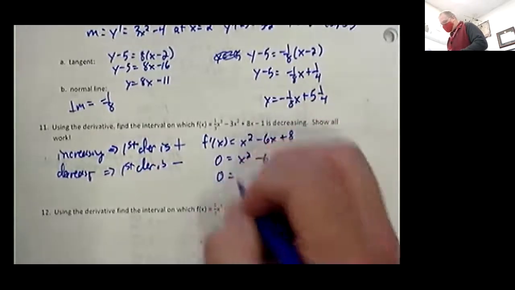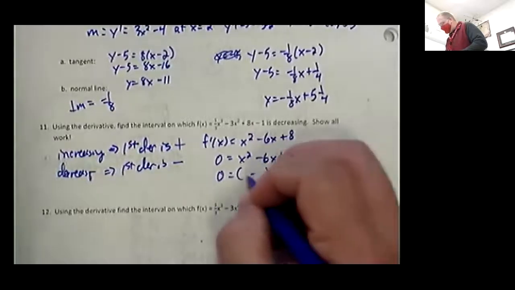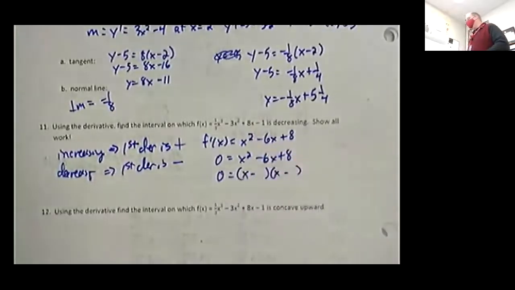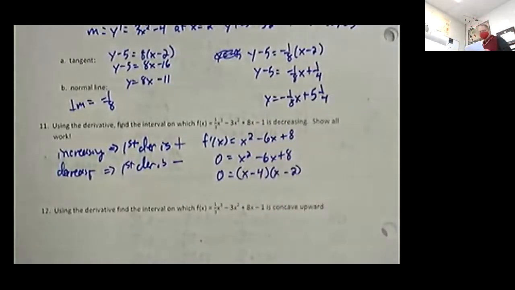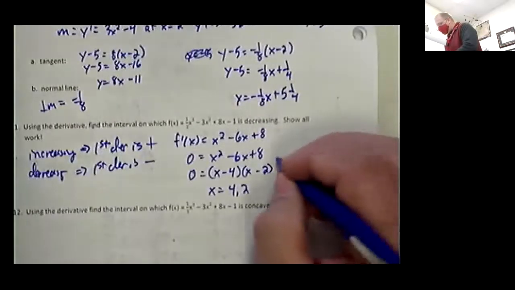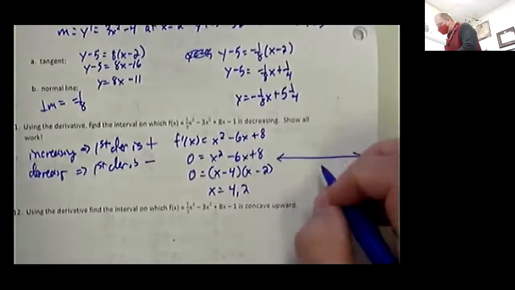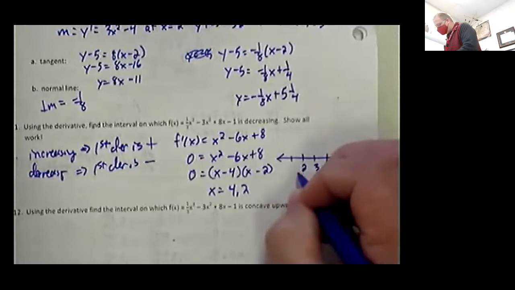Looky there, it'll factor. Signs are the same, both minus. Multiplies to give 8, adds to give -6 is -4 and -2. Therefore, we change signs at 4 and 2. Again, to do that, I'm going to look at a table of values. So here's 2, 3, 4, 5, and 1.